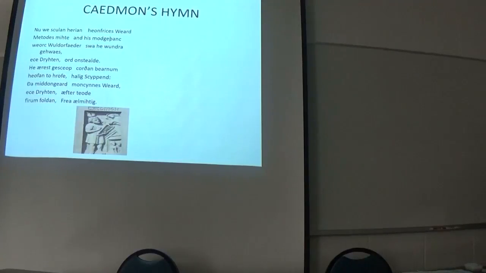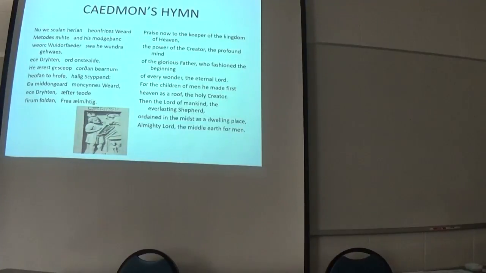Now, if we translate this from Anglo-Saxon into modern English, we get something like this. Praise now to the keeper of the kingdom of heaven, the power of the Creator, the profound mind of the glorious Father, who fashioned the beginning of every wonder, the eternal Lord. For the children of men, he made first heaven as a roof, the holy Creator. Then the Lord of mankind, the everlasting shepherd, ordained in the midst as a dwelling place, Almighty Lord, the middle earth for men.